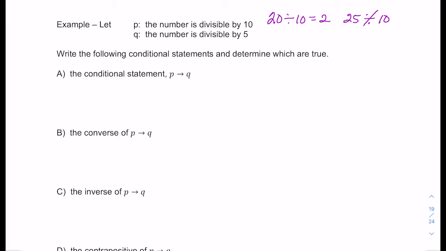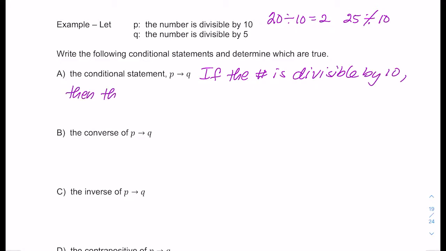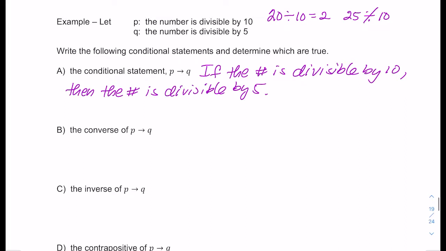Okay, so let's remember that. So my conditional statement, if P then Q, is just going to say if the number is divisible by 10, then the number is divisible by 5. We'll come back and determine whether that's true or false after we finish.